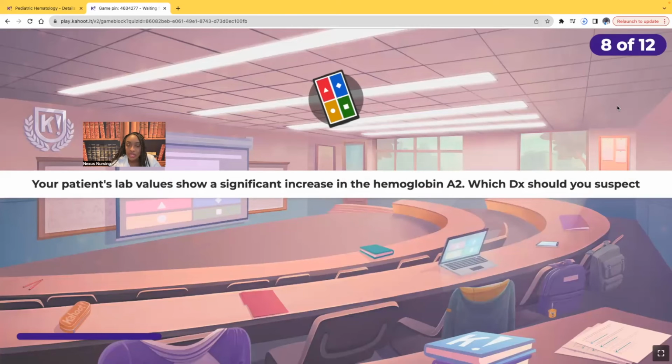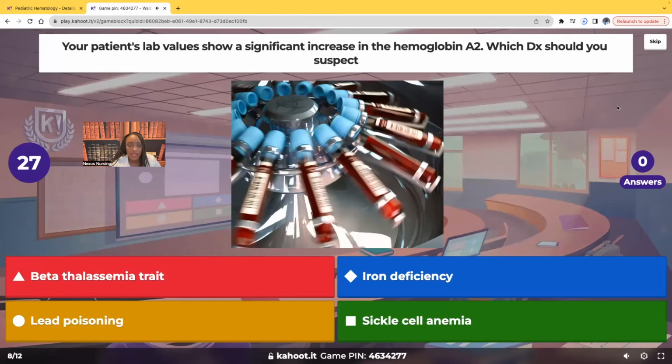All right, your patient's lab values show a significant increase in the hemoglobin A2. Which diagnosis would you suspect? Would you suspect beta thalassemia trait? Would you suspect iron deficiency? Would you suspect lead poisoning? Or would you suspect sickle cell anemia? When you look at the labs, you see the hemoglobin A2 is significantly increased.